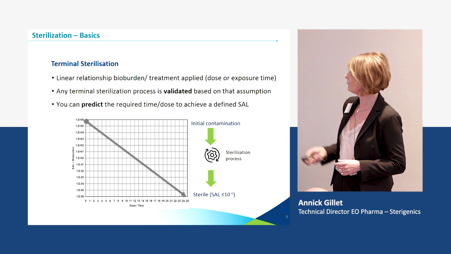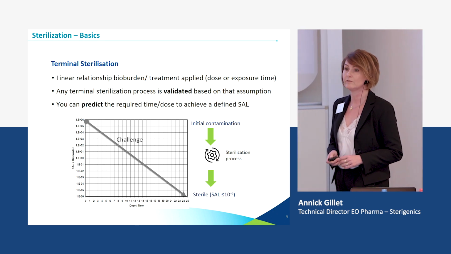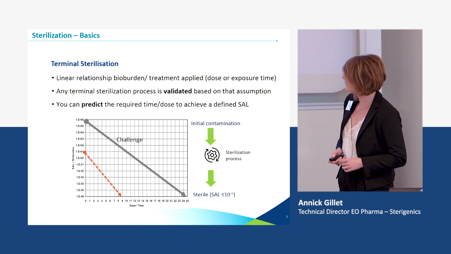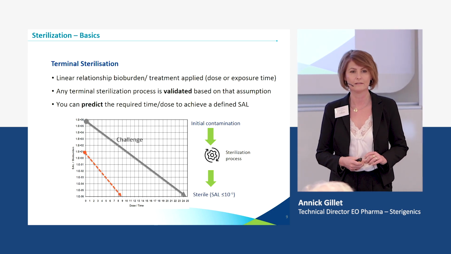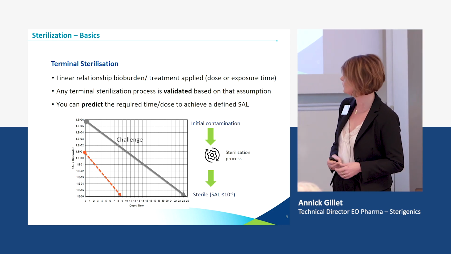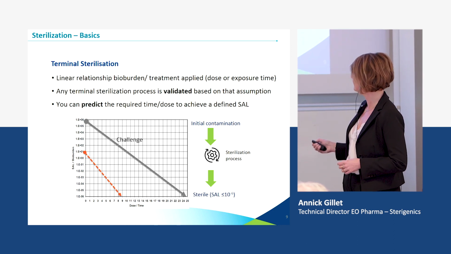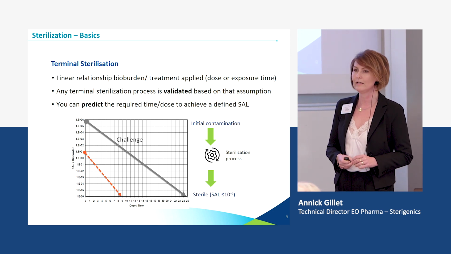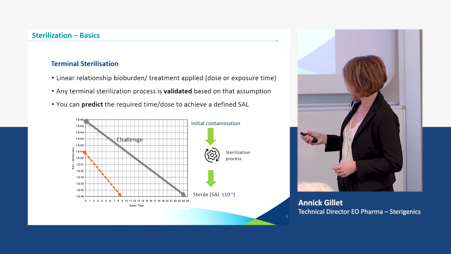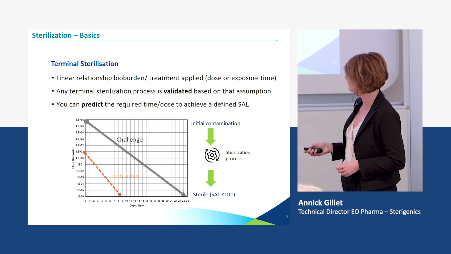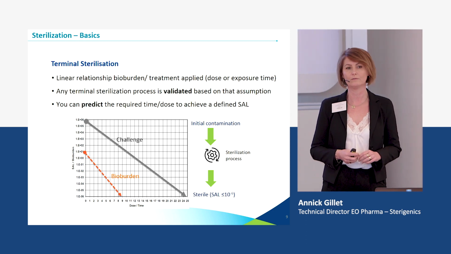Starting from here, we have the curve for biological indicators, so we can call it the challenge. Most of the time your product will be below that. For the challenge you usually start with a population of 10 exposure 6, so 1 million spores, and you do all your validation against that. Considering that challenge, you will apply, let's say, 25 kilogray, to achieve the sterility assurance level of 10 to the minus 6. But you see that it's over the bioburden level, which gives an additional safety margin, if you want. So we always have those two kinds of levels.